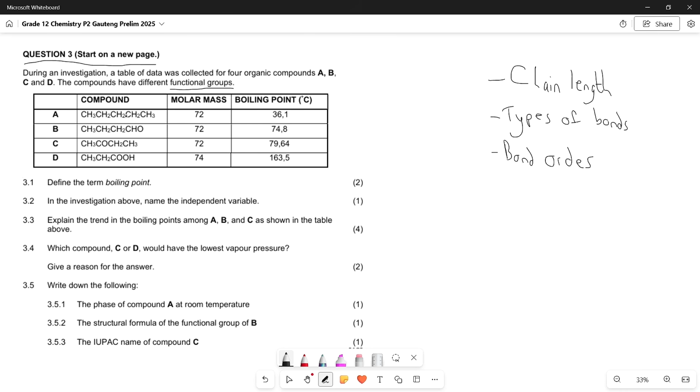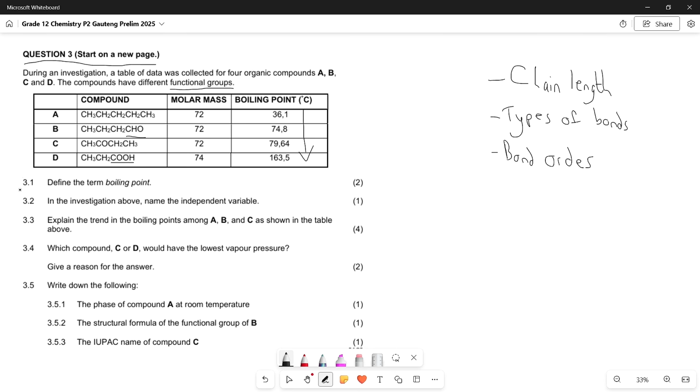We have A, which is a straight chain with just C's and H's, and we have the molar mass over here and the different boiling points, which links to the strengths of the types of bonds. From there, we have a CHO over here. So this is some sort of aldehyde where we have a C with an O and then an H over there. And then this third one, C with a COC over here in the middle. And then, as you can see here, for D, we have a COOH. This is some sort of carboxylic acid. And the molar masses, they are the same for A, B, and C. D is a little bit bigger, and the boiling point gets progressively higher from A to D.